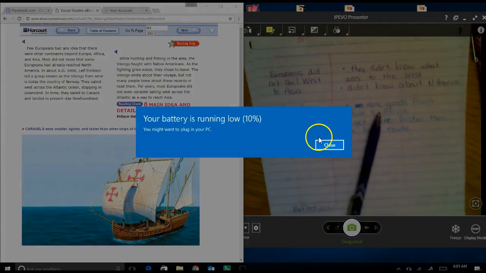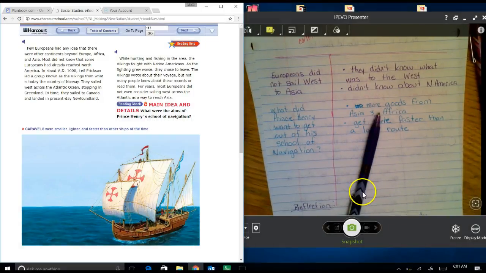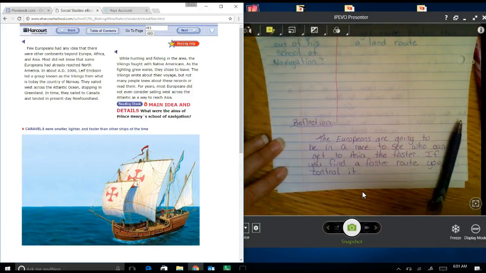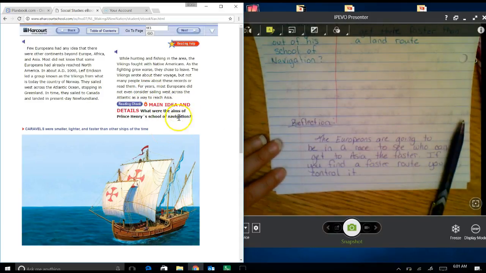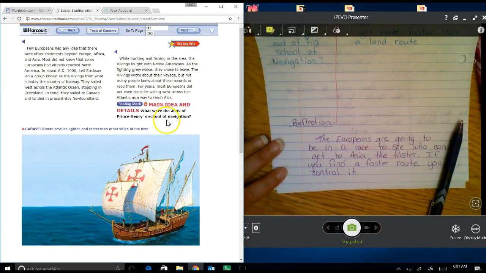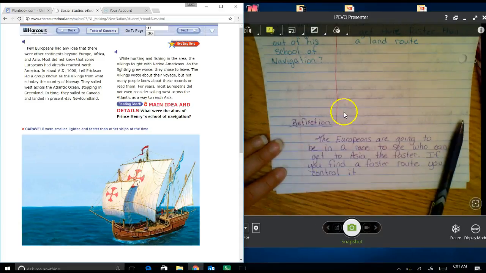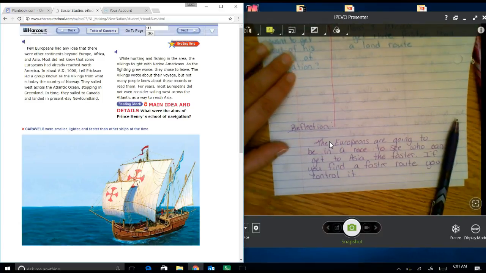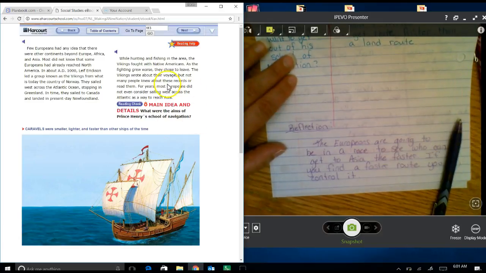Oops, sorry guys. When in doubt, guys, if you're not sure what to do for your reflection, a good thing is to always look at this main idea and details. My reflection was kind of its own thing because I chose to put those main ideas and details up here. But if you're ever unsure of what to do for your reflection, that main idea and details is always a good place to start, okay?